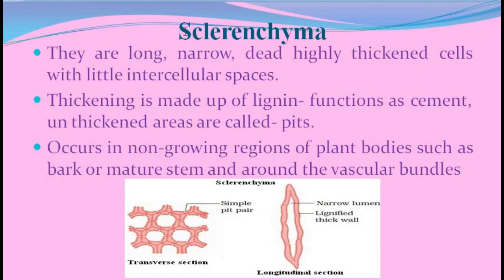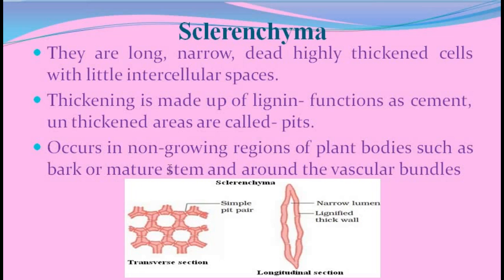The third type of simple permanent tissue is sclerenchyma. They are long, narrow, dead, highly thickened cells with little intercellular spaces. The thickening is made up of lignin. Here, the lignin is deposited as a secondary wall thickening, which functions as a cement, hard in nature, and the unthickened areas are called pits. If there is no thickening in a place, that unthickened area is known as a pit.